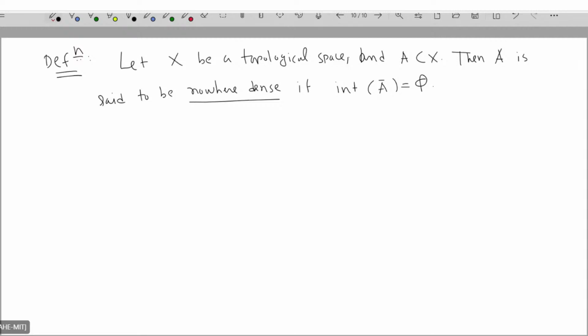For example, I'll give you an example, but before that, can you see this? Suppose A is nowhere dense. So I'm writing a statement. Tell me whether it is a true statement or a false statement: A is nowhere dense in X if and only if X minus A is dense in X.